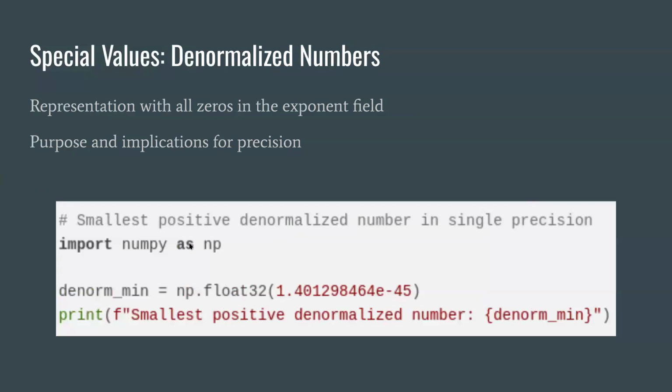So here, if you look at this example, it shows the smallest positive denormalized number in single precision. And we're using the NumPy library to handle this number. And denormalized numbers allow representation of values closer to zero than normalized numbers.